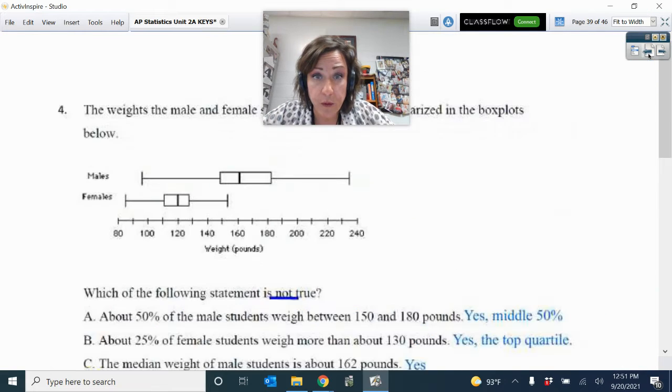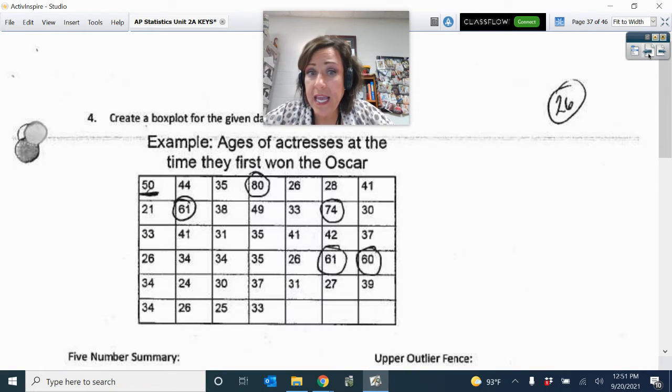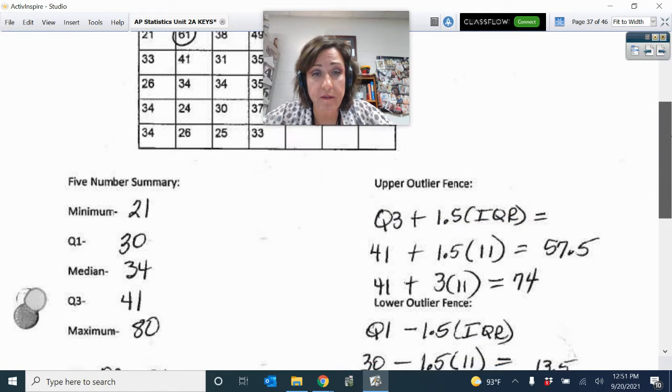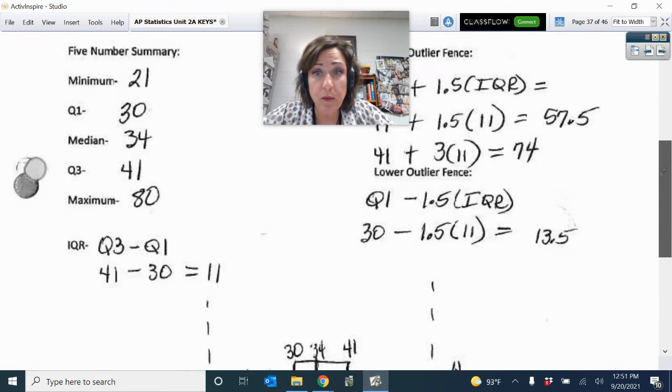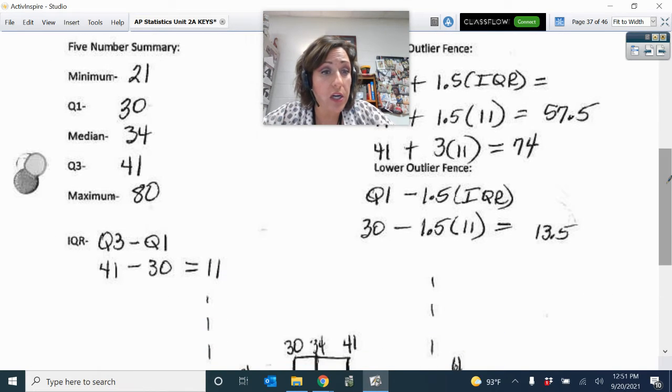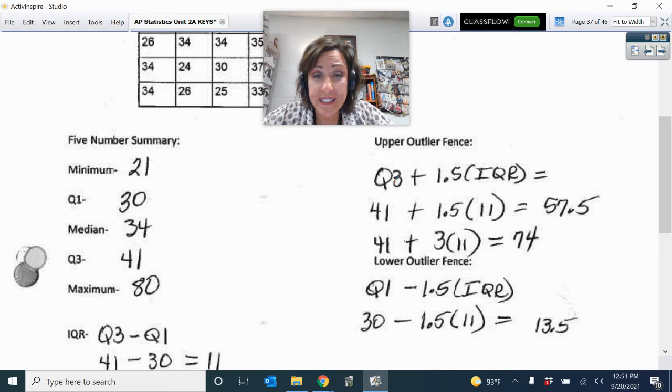Now, you will have free response on this quiz. So I want to remind you of how to do your box plots and such. So please remember your IQR. IQR is your Q3 minus Q1, okay? And then you use that. Upper fence is that outside of the box, Q3 plus 1.5 IQRs. And then, of course, lower fence, Q1 minus 1.5 IQRs.